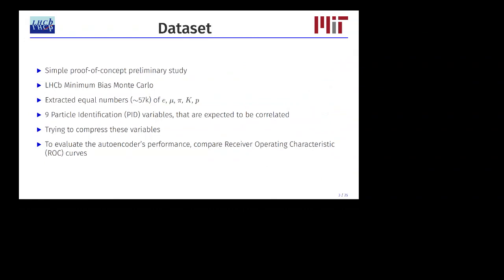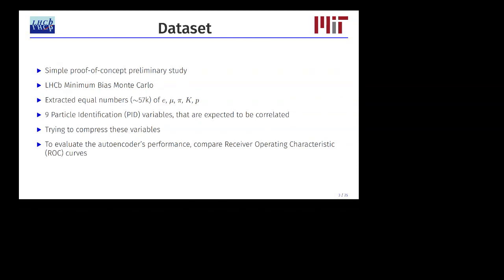This data set, this toy problem we're looking at right now, is LHCb minimum bias Monte Carlo, and we extract equal numbers of electrons, muons, pions, kaons, and protons. For each one of these, we have 9 PID variables. So each one of our tracks or particles has information on all of these 9 PID variables, so no missing data for now. And we expect these variables to be correlated.